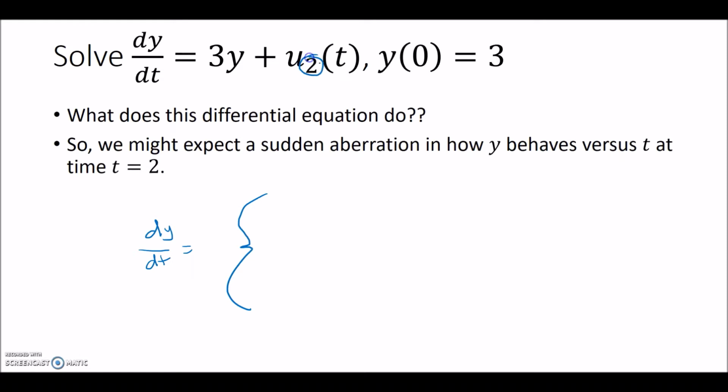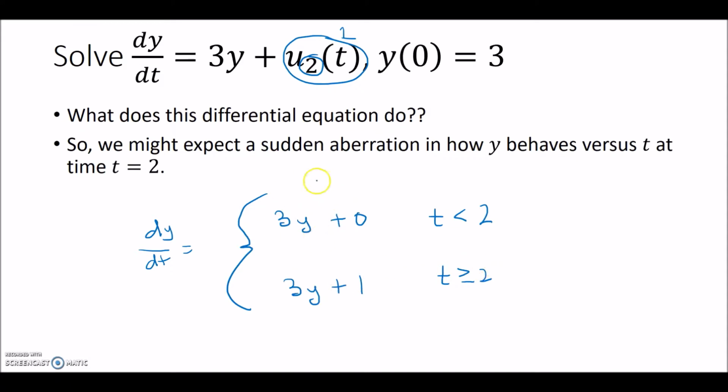Because the Heaviside is where the split will occur in this function, I'm going to look at this function for t less than 2 and for t greater than or equal to 2. When t is less than 2, I know that u sub 2 of t is equal to 0. Therefore, dy/dt will be 3y plus 0. When t reaches 2, this becomes a 1, and so for all t greater than or equal to 2, I'll have 3y plus 1.